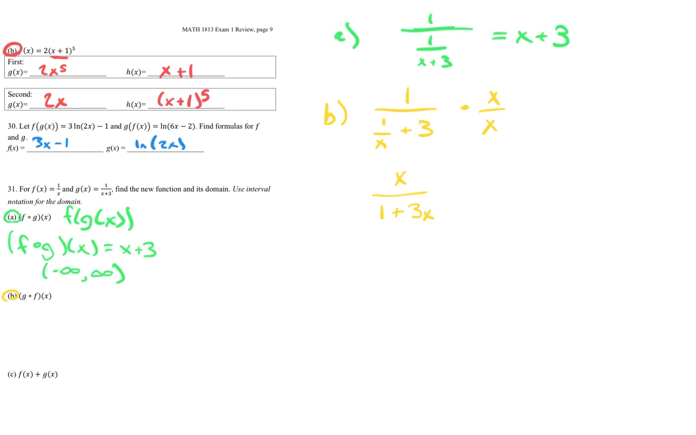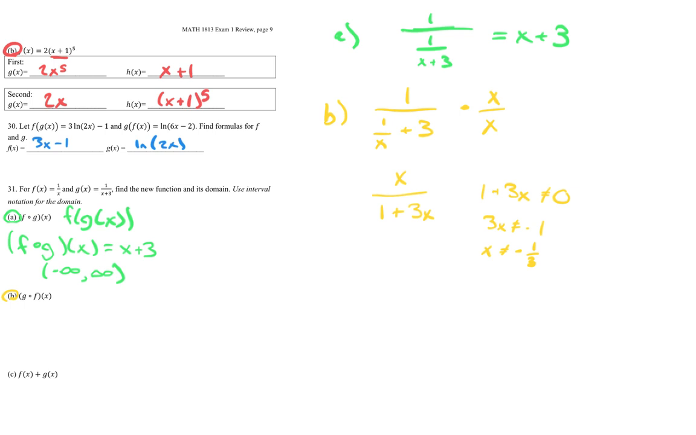And so the domain of this is, well, we can't have zeros in the denominator. So we know that 1 plus 3x cannot equal 0. So solving this, we find that 3x cannot equal negative 1, x cannot equal negative 1/3.